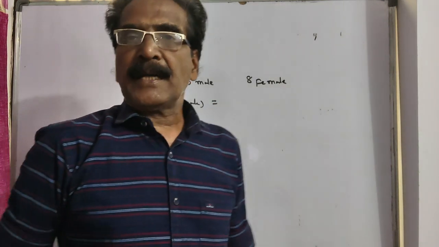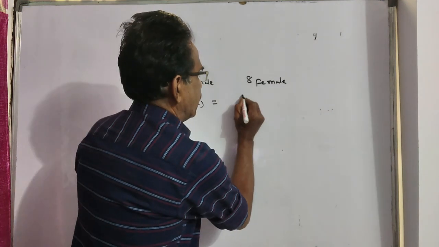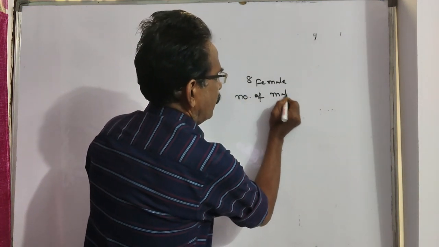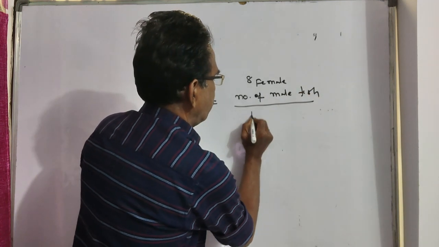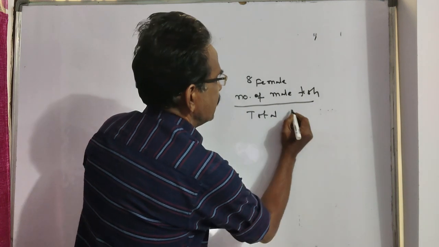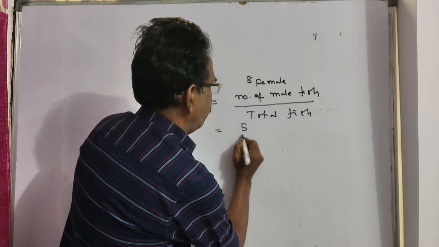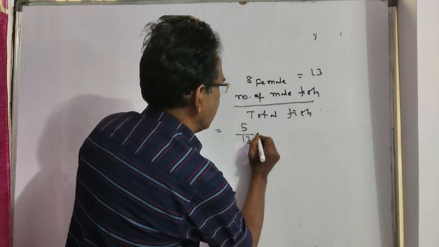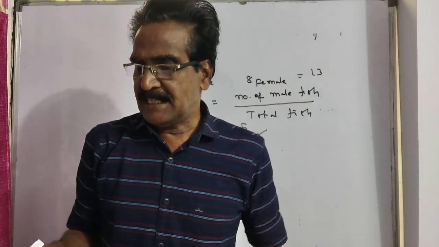So, number of male fish by total number of fish. This is equal to male fish 5, total number 13. 5 by 13 is the required probability for this question. Okay friends, let us see the next question.